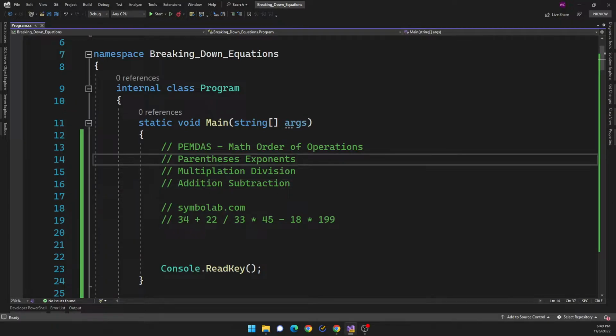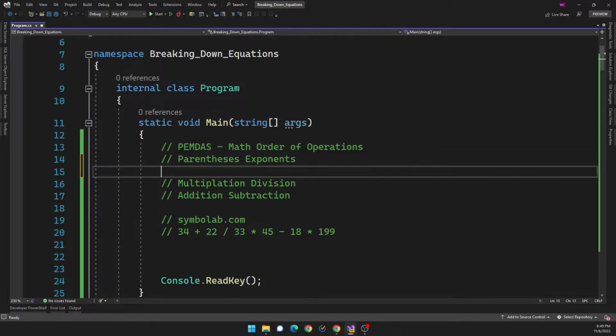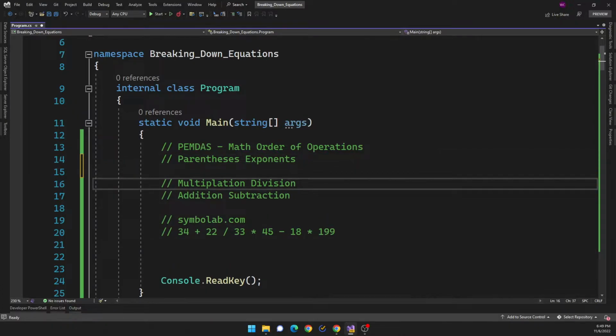So starting off, we see here the top priority is parentheses and exponents. If you take a look at our equation, we don't have any of these. So we're going to move straight to our multiplication and division. Multiplication and division have the same level of priority, so now we move from left to right.